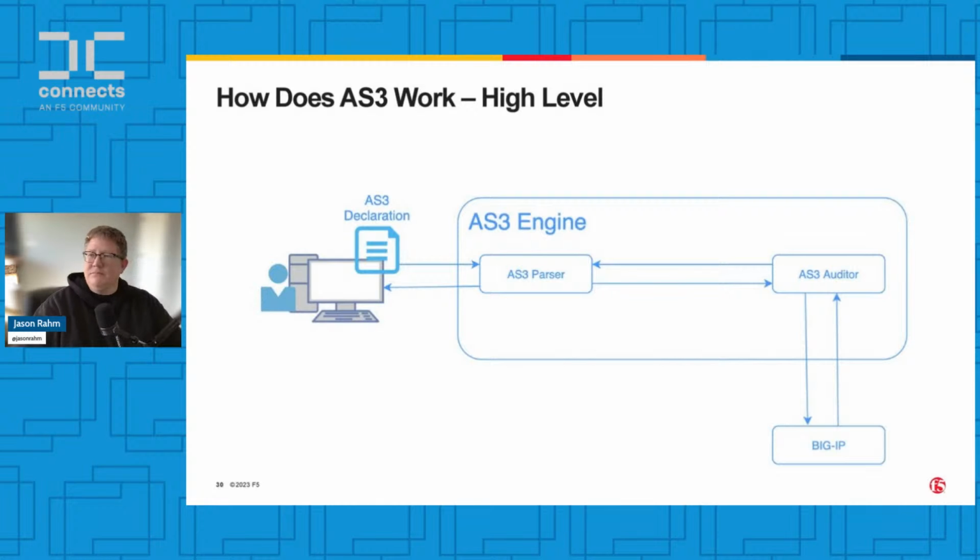All right. So how does it work? At a high level, you send a declaration, which is JSON data format. So if you're brand new to AS3 or Declarative Onboarding or Telemetry Streaming, if you want to do anything with the F5 automation toolchain, JSON needs to be your friend. And so if you don't know JSON, that's something you need to learn. It's not like you need to go read a book on it or anything. You just need to get comfortable working with JSON data.